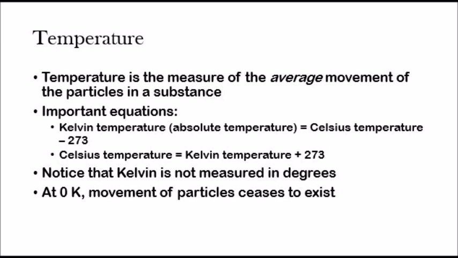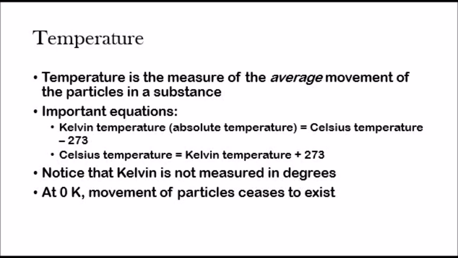Substances which are hot, or which have a high temperature, have particles moving very, very fast. However, substances which are cold, or which have a low temperature, have particles moving slowly. Okay, so that's all that temperature is. Now, we talked in the previous video about how temperature can be measured in two different ways, Kelvin and Celsius.